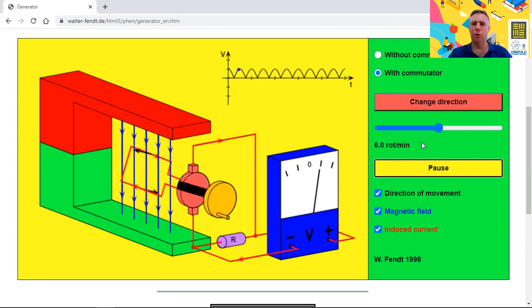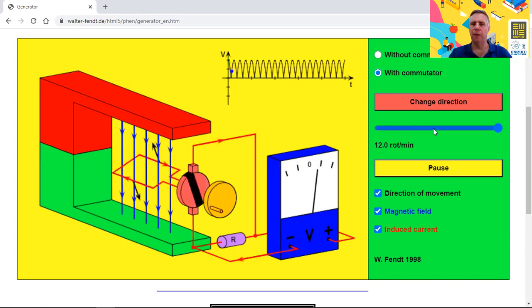Because in fact, two things will change on this graph. There's a change on both axes. So let me speed that up to 12 rotations a minute. And you can see, first of all, the period has changed. The wave has got much more squashed up in a horizontal direction.